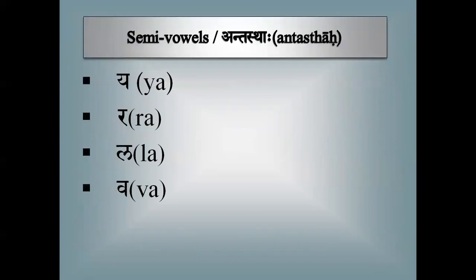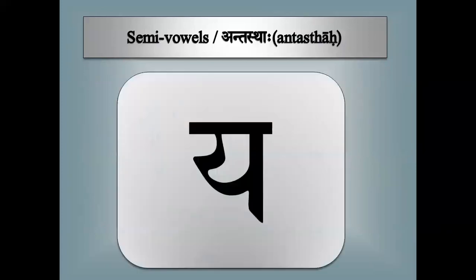And after class consonants, then comes the semi vowels. Antasthaha. Antasthaha is semi vowel, the Saṃskṛta word for semi vowels. And what are they? Ya, ra, la, va. These are the four semi vowels. Ya, ra, la, va. Simple to pronounce. And how to write this, you can see.